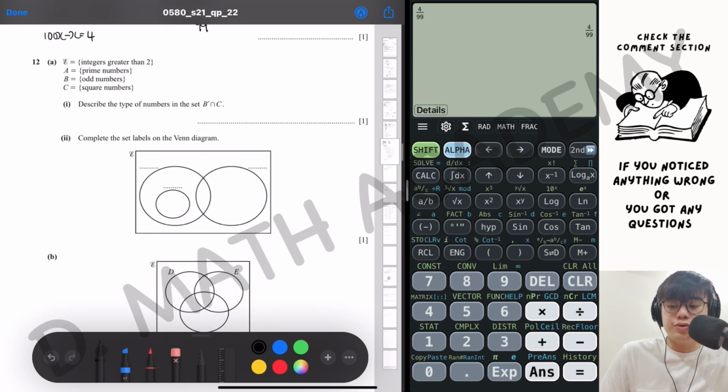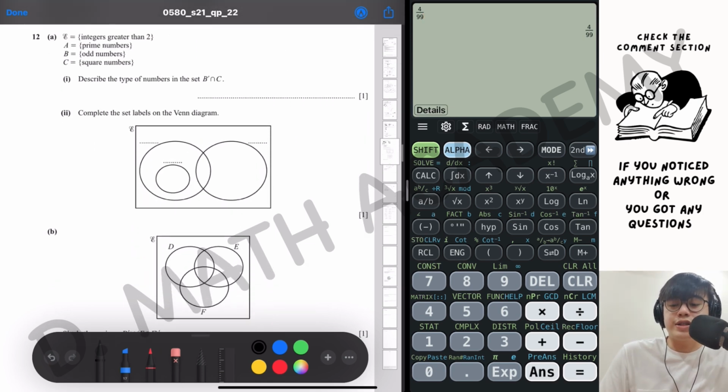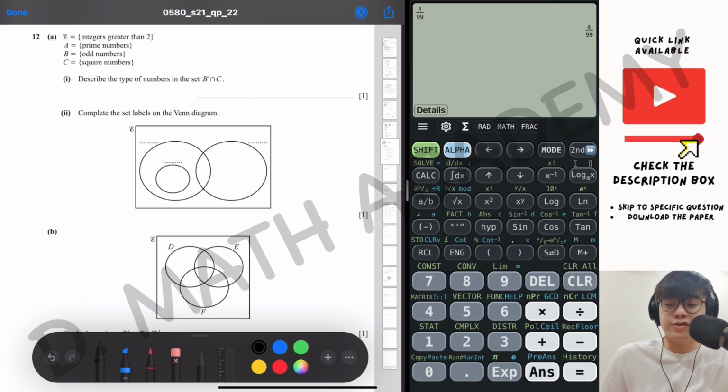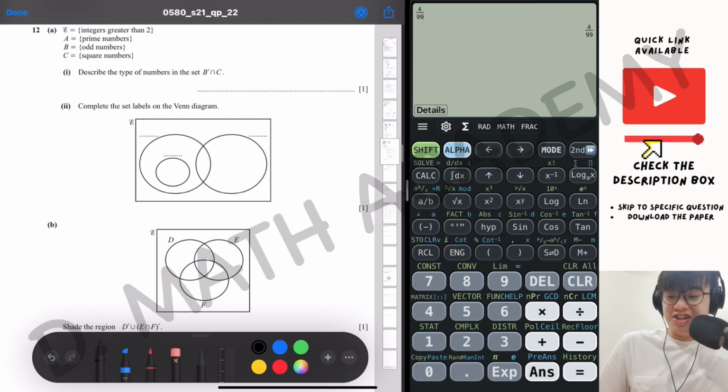Moving on, question 12 here. Okay, we have a sets question. By looking at it, this is somewhere around AdMaths level question, because sets has been removed completely from AdMaths. So they transferred the question here.